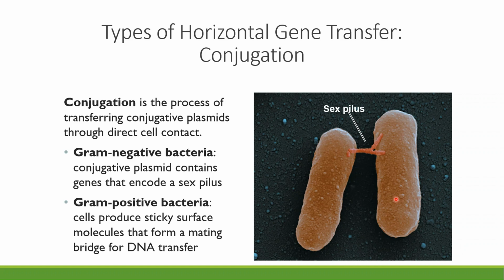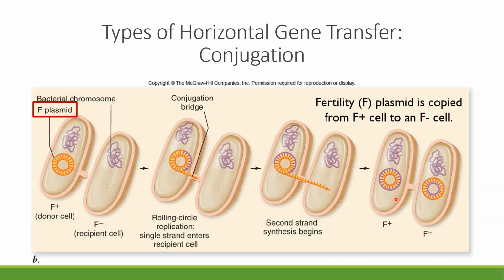Gram-positive bacteria do not have these sex pili. So gram-positive bacteria can still do conjugation, but rather what happens is they come together and their cell surfaces stick to each other, and that forms what's called a mating bridge. So they come in much closer contact with each other, and that allows that conjugation to occur.